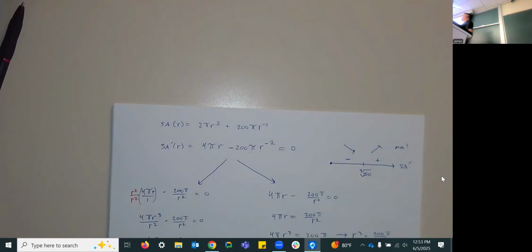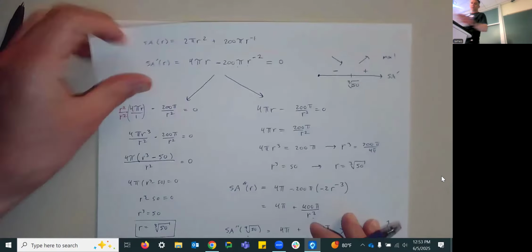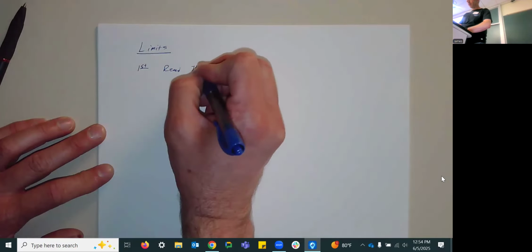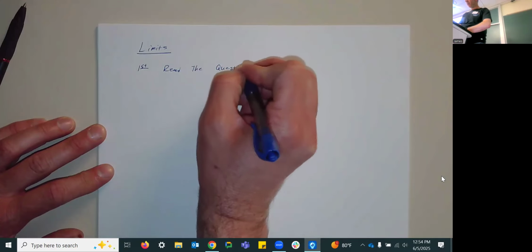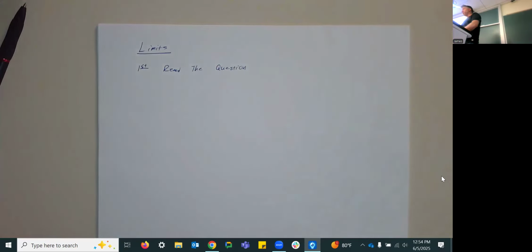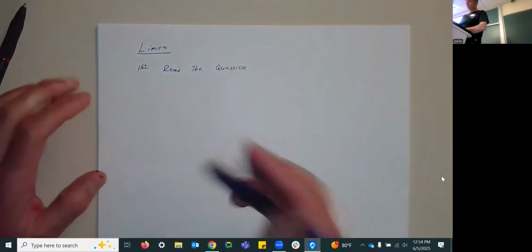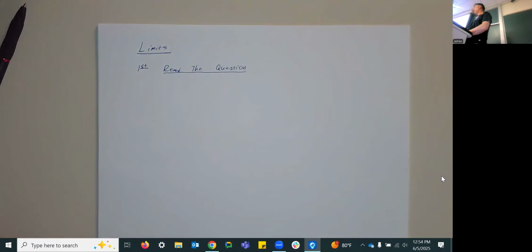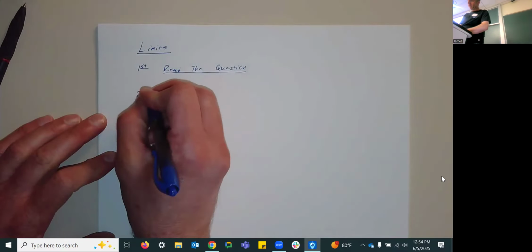No, that's an excellent question. So here's what I would say about limits. First and foremost, read the question. Because sometimes the question will say, use L'Hopital's rule to evaluate this limit. And then you're good to go. Use L'Hopital's rule. But if it doesn't say that, and it just says maybe just find the limit using whatever method you care to use, then you have to check something.